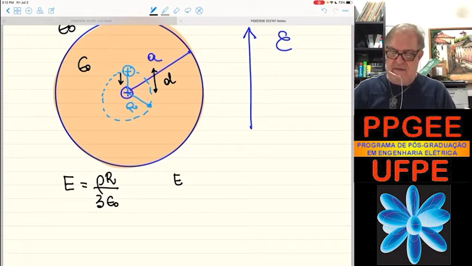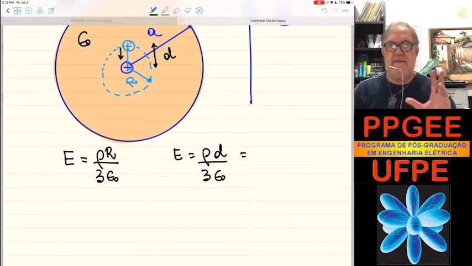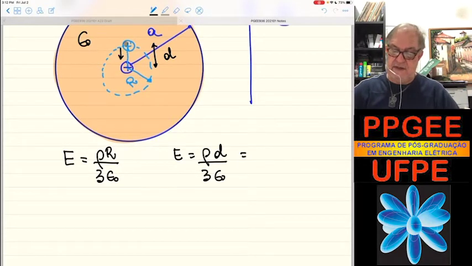So the field is rho D divided by 3 epsilon 0. So that's the force on the positive charge by the principle of action and reaction. We have an equivalent center for this negative charge in the center. We have an opposite force of the proton or the nucleus on the charge center, which is in the opposite direction. Let's look at the force on the positive charge.